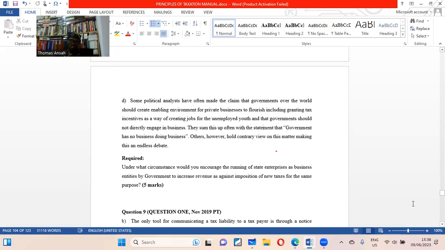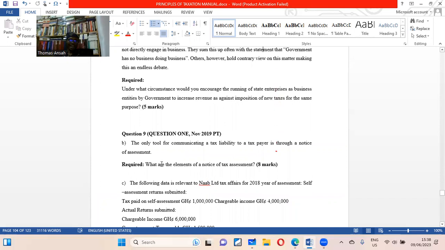What are the elements of notice? I showed you the elements of notice of assessment, the return form, the things that are on it. If they are serving you a letter of notice, your name should be there, your address should be there, and the amount they are saying you should be paying should be there. The signature and the letterhead details of the Commissioner General should all be on the form. You can mention more than 10.